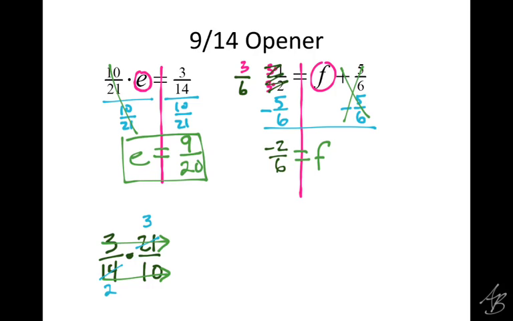Done? What do we need to do? We need to reduce, right? What goes into 2 that also goes into 6? 2. So we can reduce by 2 here. And on top, what do we get? Negative 1. And on the bottom? 3. So we get negative 1/3 equals F.